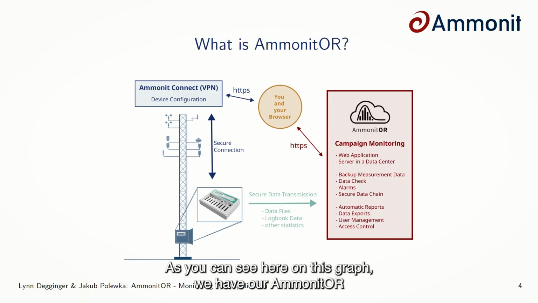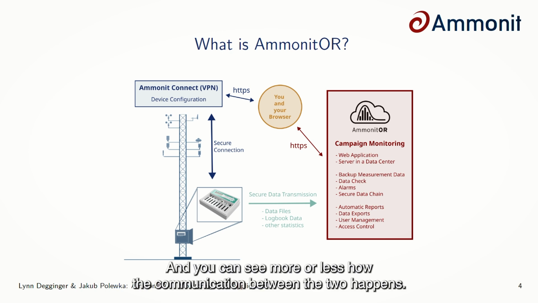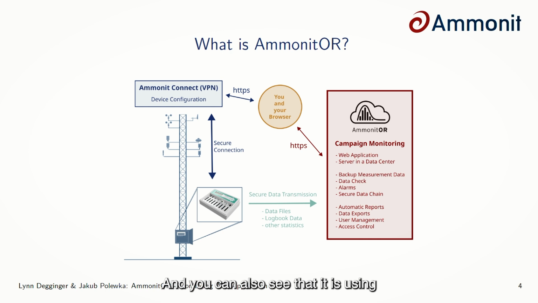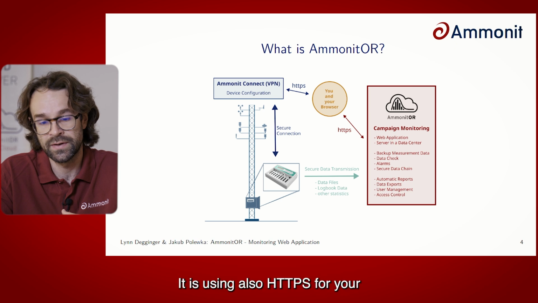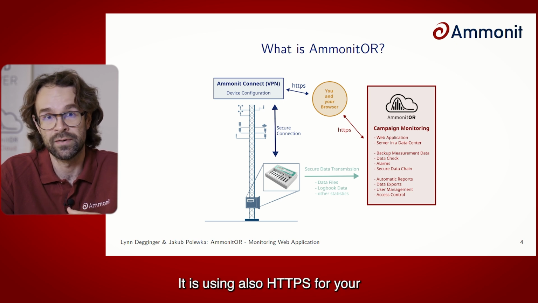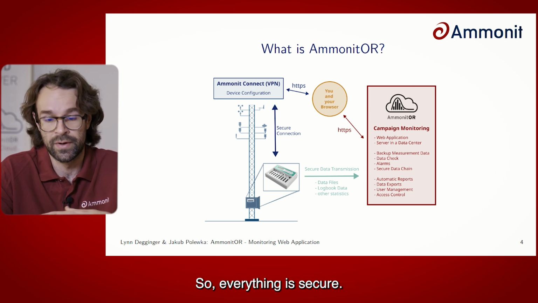As we can see here on this graph, we have our AmmonitOR that is described in this cloud on the right side. And we have our meteorological masts with the data logger on the left side. And you can see more or less how the communication between the two happens. You can also see that it is using all sorts of secure data transmission between the logger and AmmonitOR. Every single step you're making is secure. It is using also HTTPS for your browsers when you open the page, so everything is secure.